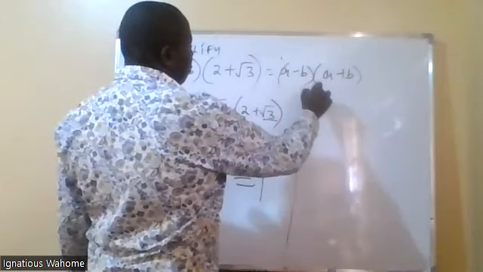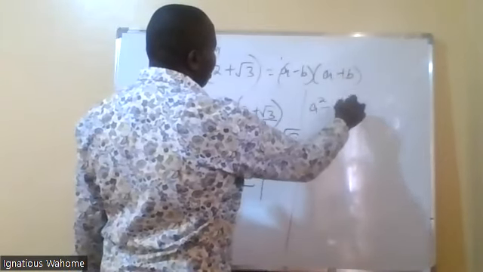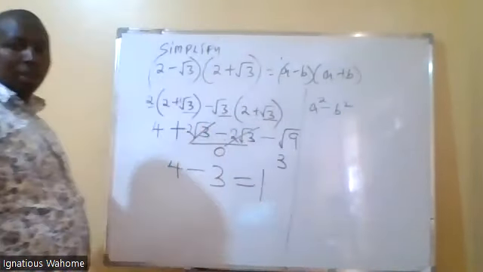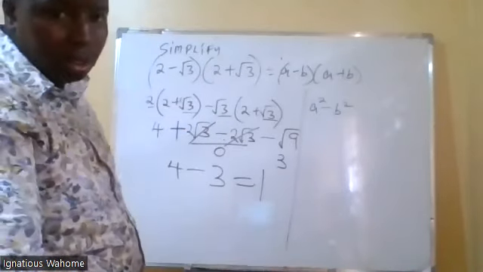If you expand A minus B times A plus B, you are supposed to get A squared minus B squared. That's what you get.